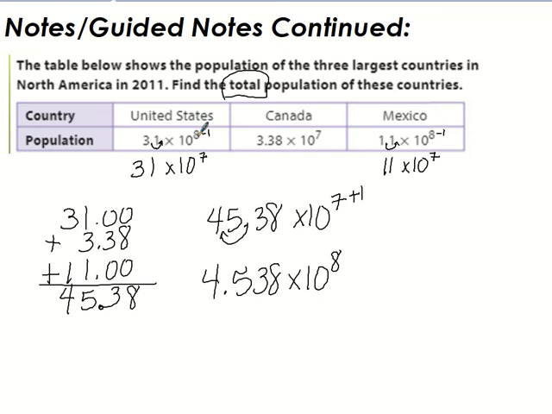So the answer is still the same no matter which way you move it. I just want to show you that you could change more than 1. The biggest thing I want you to get out of this is you have to change the exponents to match. And if we're making the exponent bigger, we're going to move to the left. And if we're making the exponent smaller, we're going to move to the right. Just like we did when we changed it from standard to scientific.